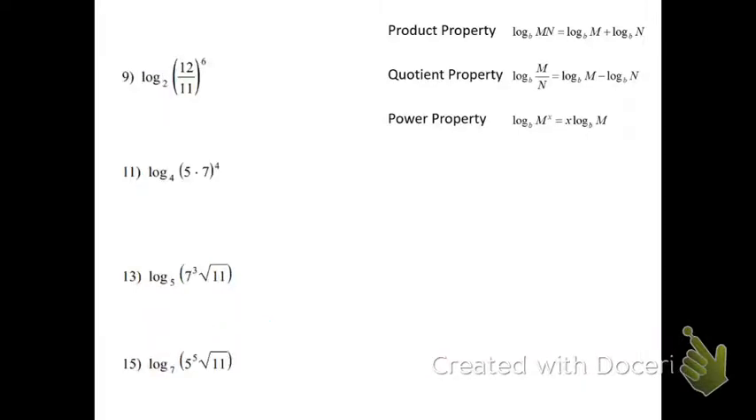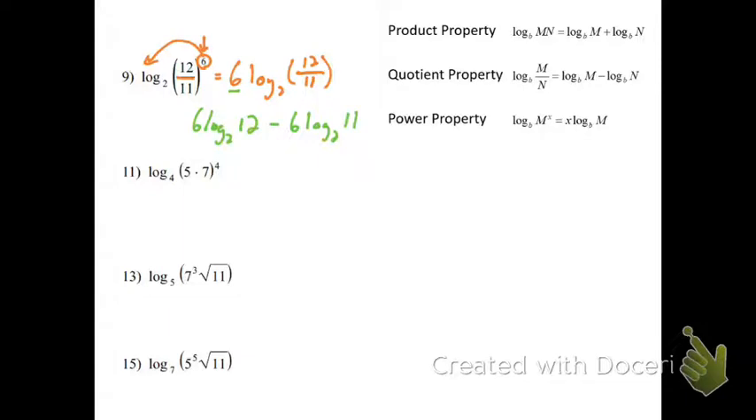Now, moving to the more difficult ones. Here we go. Get after it. This one's pretty tricky because we have a combination of the power property and the quotient property here. So the first thing I'm going to do is bring this 6 out front, since I'm using the power property. So this will be 6 log base 2 of 12 over 11. Now, we still have to expand this because we're dividing inside the log. That's going to turn into subtraction. But since I have this 6 here, it's got to be on both of them. So it's going to be 6 log 2 of 12 minus 6 log 2 of 11.